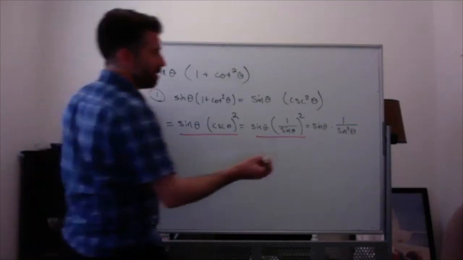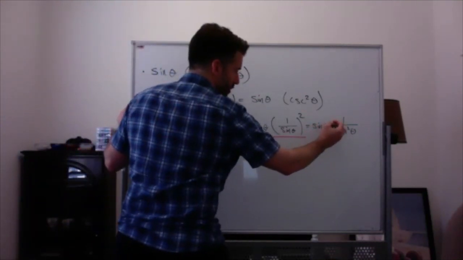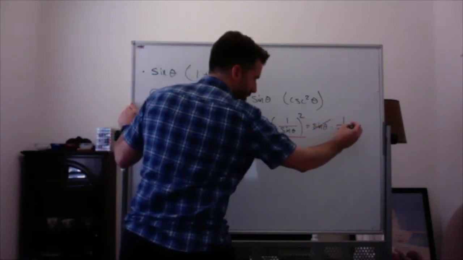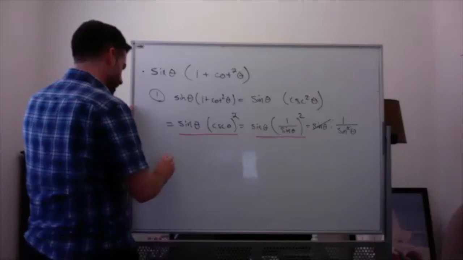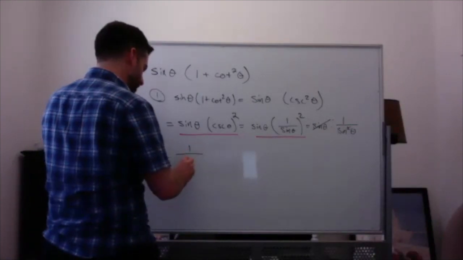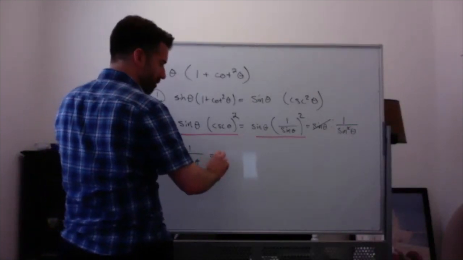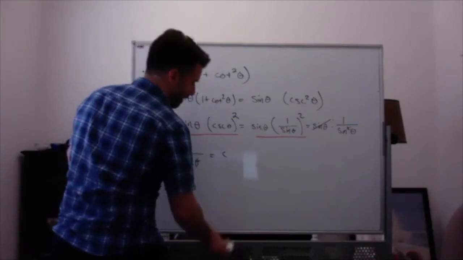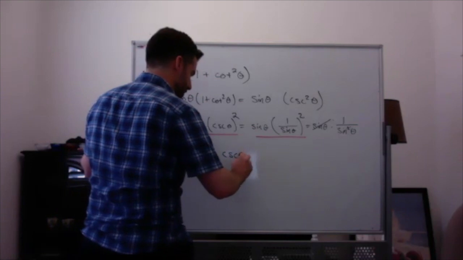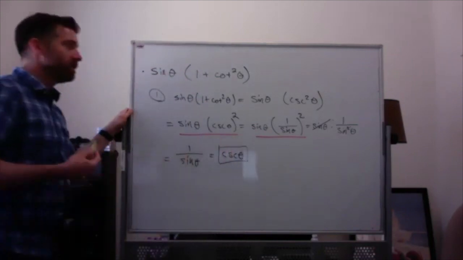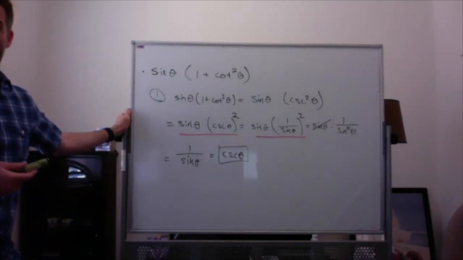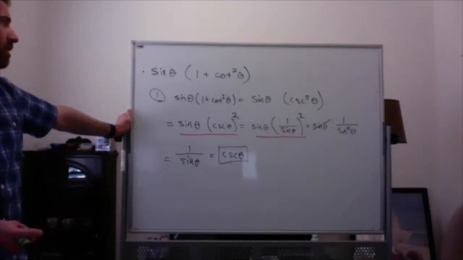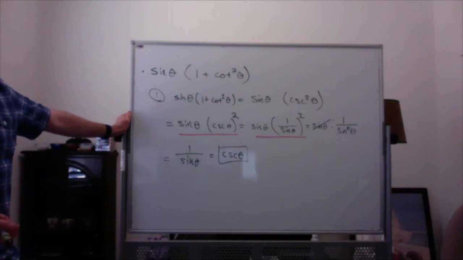And then this sine theta here and one of the sines here can cancel out, and we would have just 1 over sine theta, which we should then write as cosecant of theta. So this trigonometric expression simplifies down to the one term, which is just cosecant of theta. That's one way we could go about doing this.